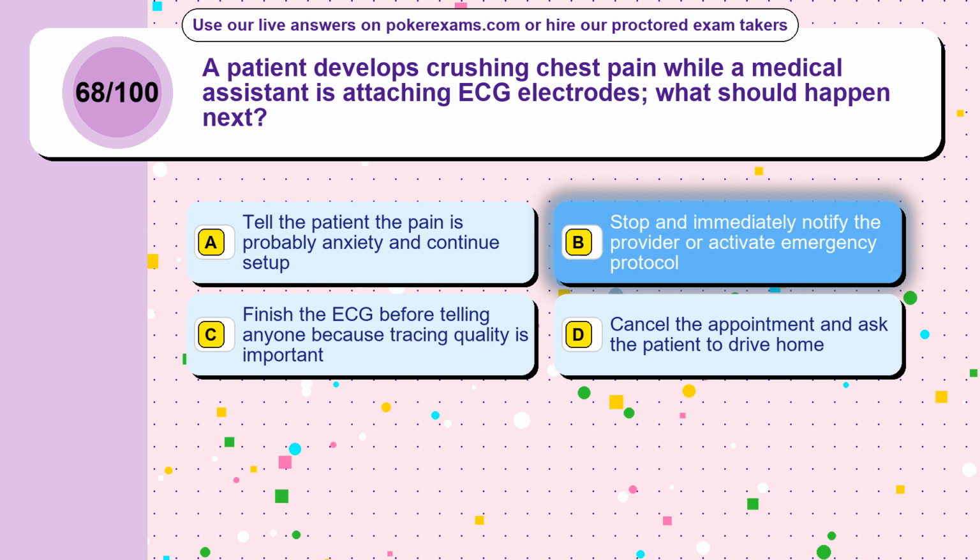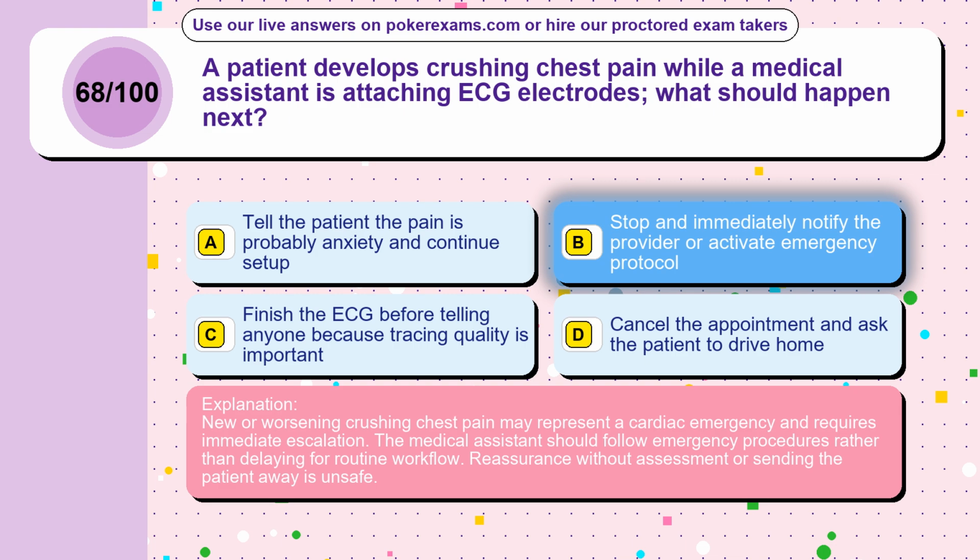The correct answer is option B, stop and immediately notify the provider or activate emergency protocol. New or worsening crushing chest pain may represent a cardiac emergency and requires immediate escalation. The medical assistant should follow emergency procedures rather than delaying for routine workflow. Reassurance without assessment or sending the patient away is unsafe.